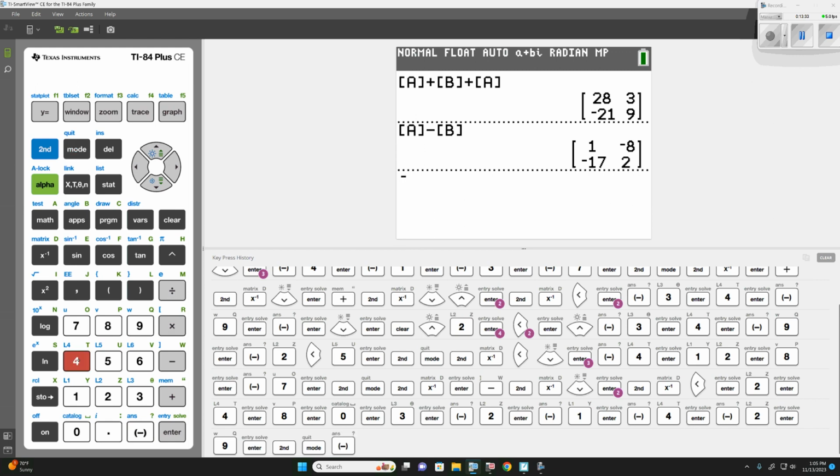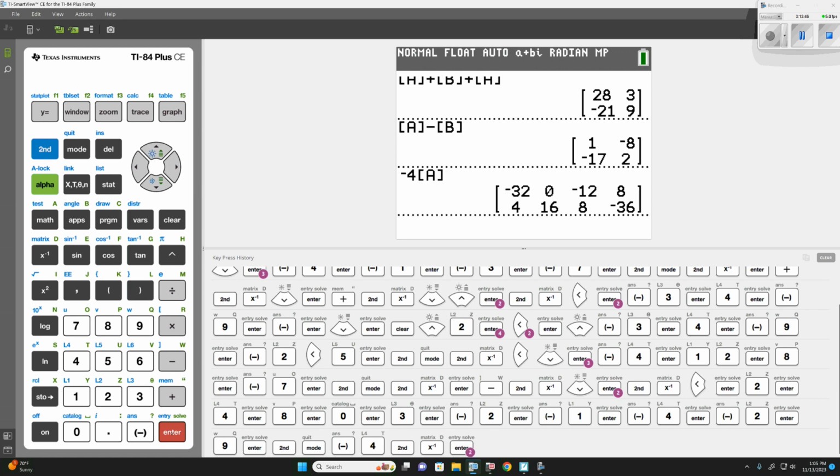Now it wants -4 times our matrix. So we'll say -4, second matrix A, even though we didn't label it the same as what they told us it was as T, we can still do this here. And it tells us our matrix is this here. Questions on this one here?